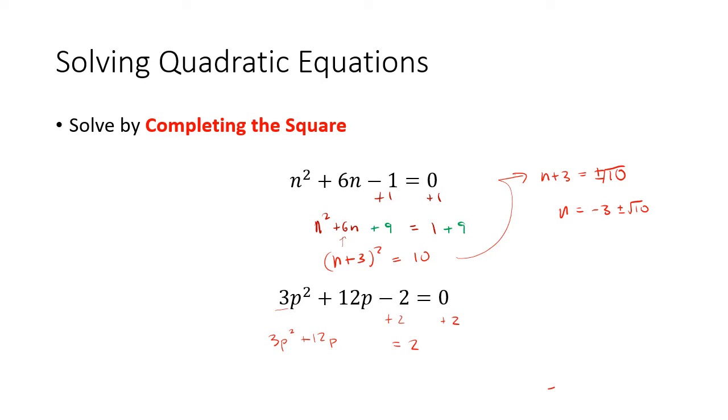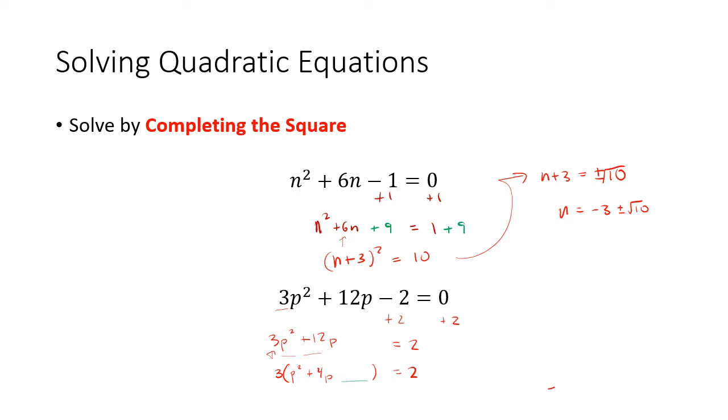Okay, now what we're going to do is factor out this leading coefficient. It's nice that 3 goes into 12 nicely, but it doesn't have to. We can have a weird fraction in our middle term. That's fine. We still do the same process. So if we take this 3 out, we'll have p squared plus 4p, and then the equals 2 is over here. Now we need to figure out what would go here.